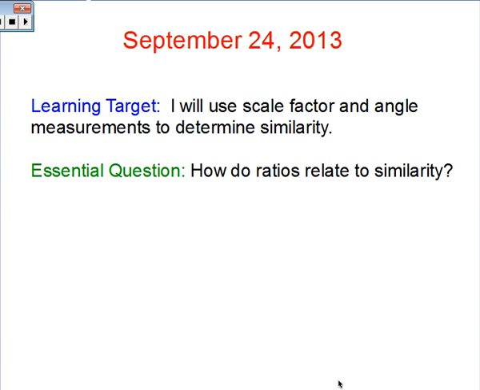Okay, great. So tonight the learning target is I will use scale factor and angle measurements to determine similarity. The essential question is, how do ratios relate to similarity?